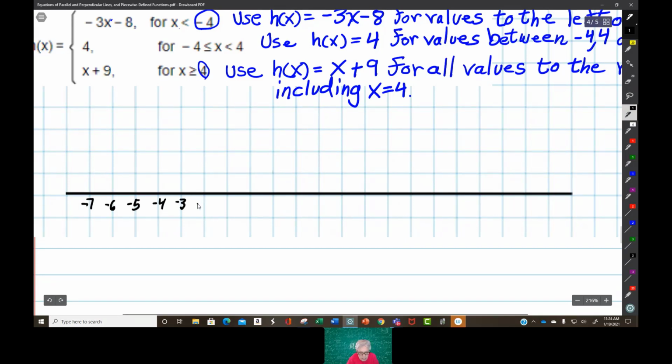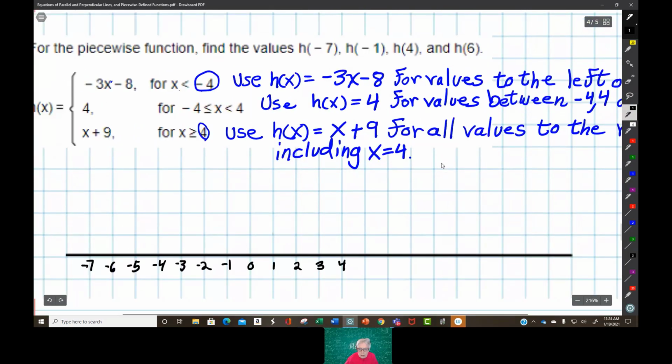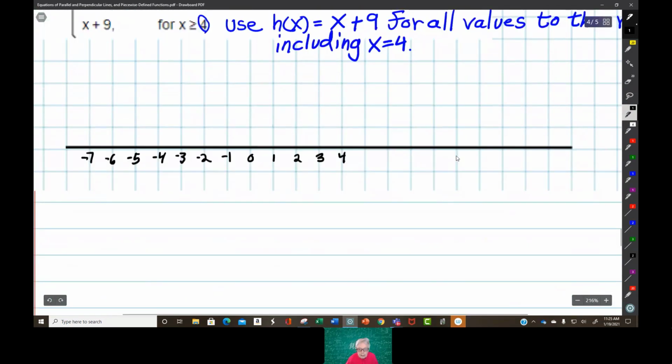-3, -2, -1, 0, 1, 2, 3, 4. How far are we going to go? To 6. Okay. 5, 6. Oh, and let's put a 7 in there just to kind of give us a context. And we'll put a -8 out here.